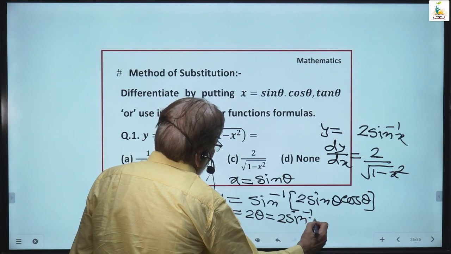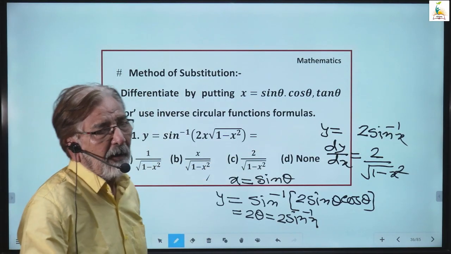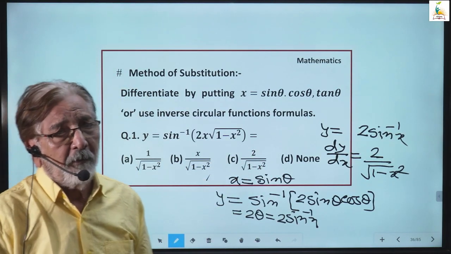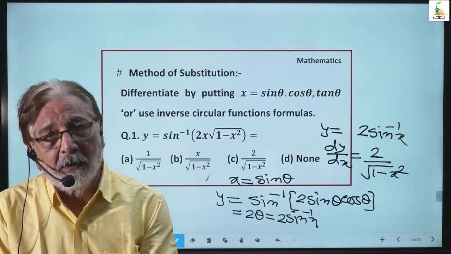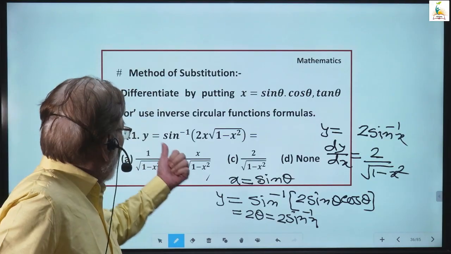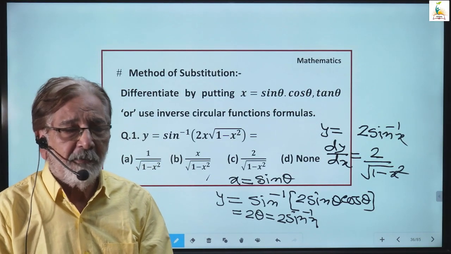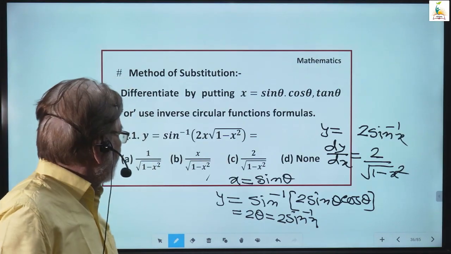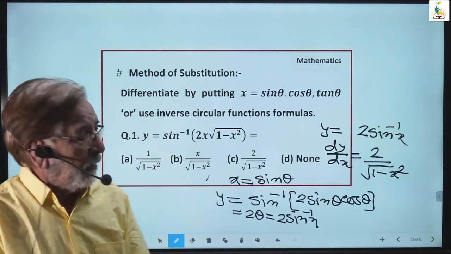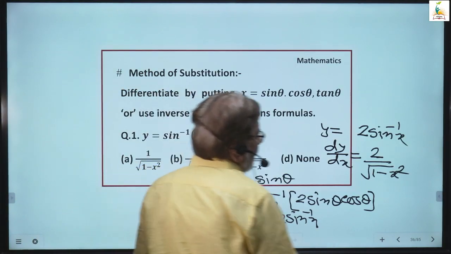Now again differentiating it, the same answer will come. Here we can get the answer immediately. If you don't remember the formula, then I have given you the method of substitution. What you have to keep in mind is, if outside the bracket it is sin inverse, inside the bracket it should be sin. If outside the bracket it is cos inverse, inside the bracket it should be cos. Okay? Now, let us see the next question.